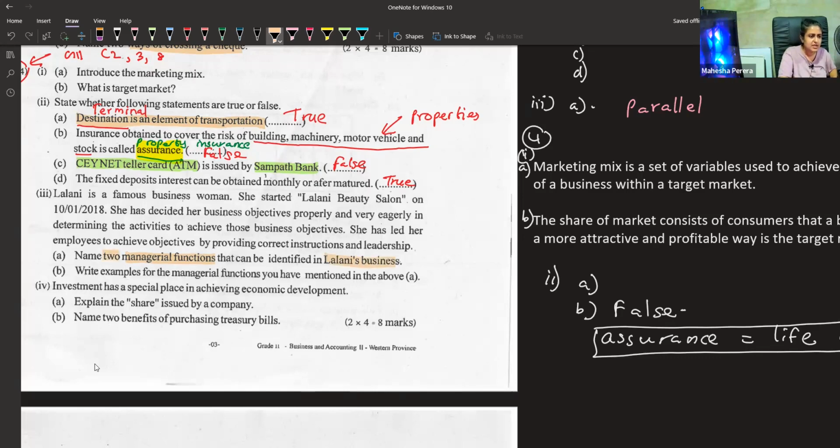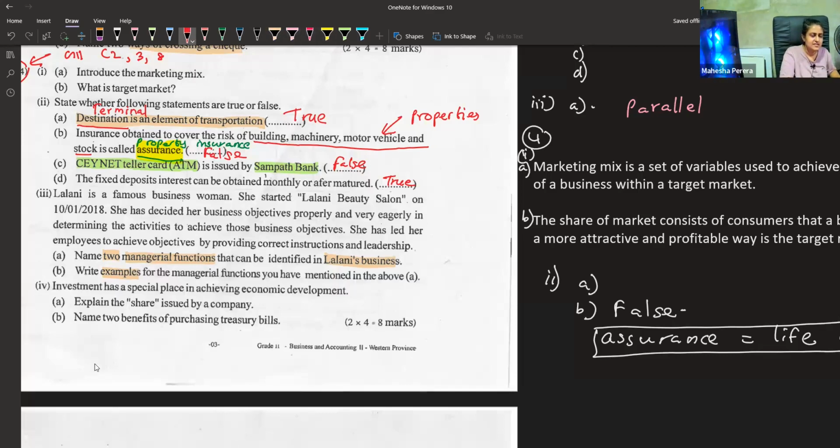Right, next. Write examples for management functions you have mentioned in the above. That means we have 2 functions. Examples means probably there is only one example for one management function. You have to write that. Let's read this.